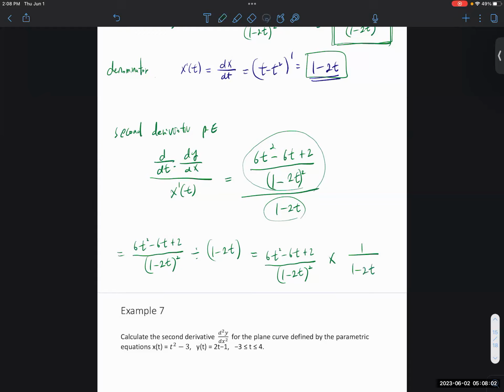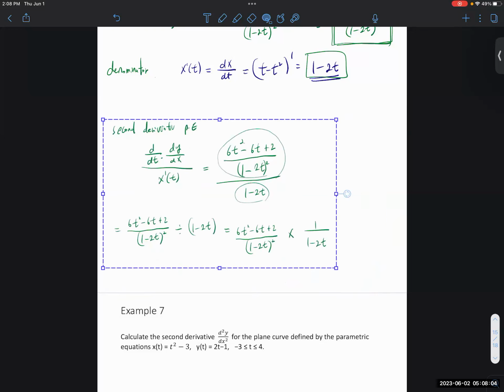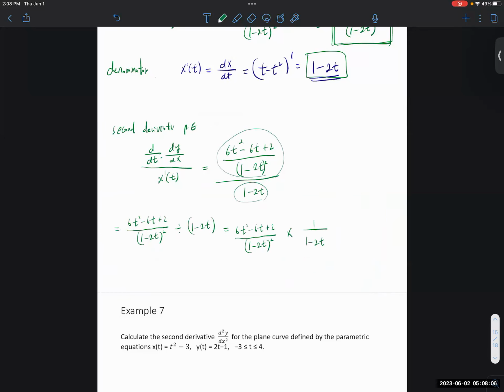So the final answer we got, the second derivative of the parametric equation, is 60 secant minus 60 plus 2 over (1 minus 2t) to the third power. That's your final answer. It's a little long work, but definitely we can handle it. Does it make sense? Okay.